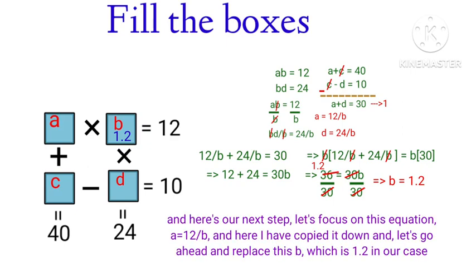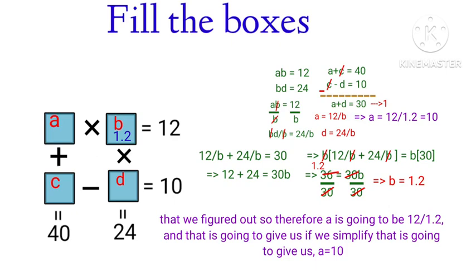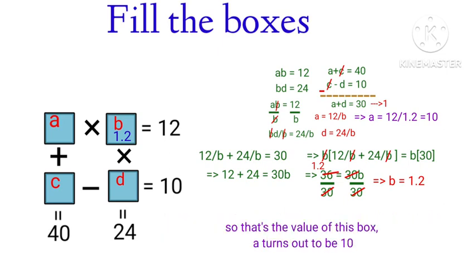And here's our next step. Let's focus on this equation. A equals 12 divided by B, and here I have copied it down, and let's replace this B by 1.2 in our case, which we figured out. So therefore A is going to be 12 divided by 1.2, and if we simplify, that is going to give us A is equal to 10. So that's the value of this box. A turns out to be 10.